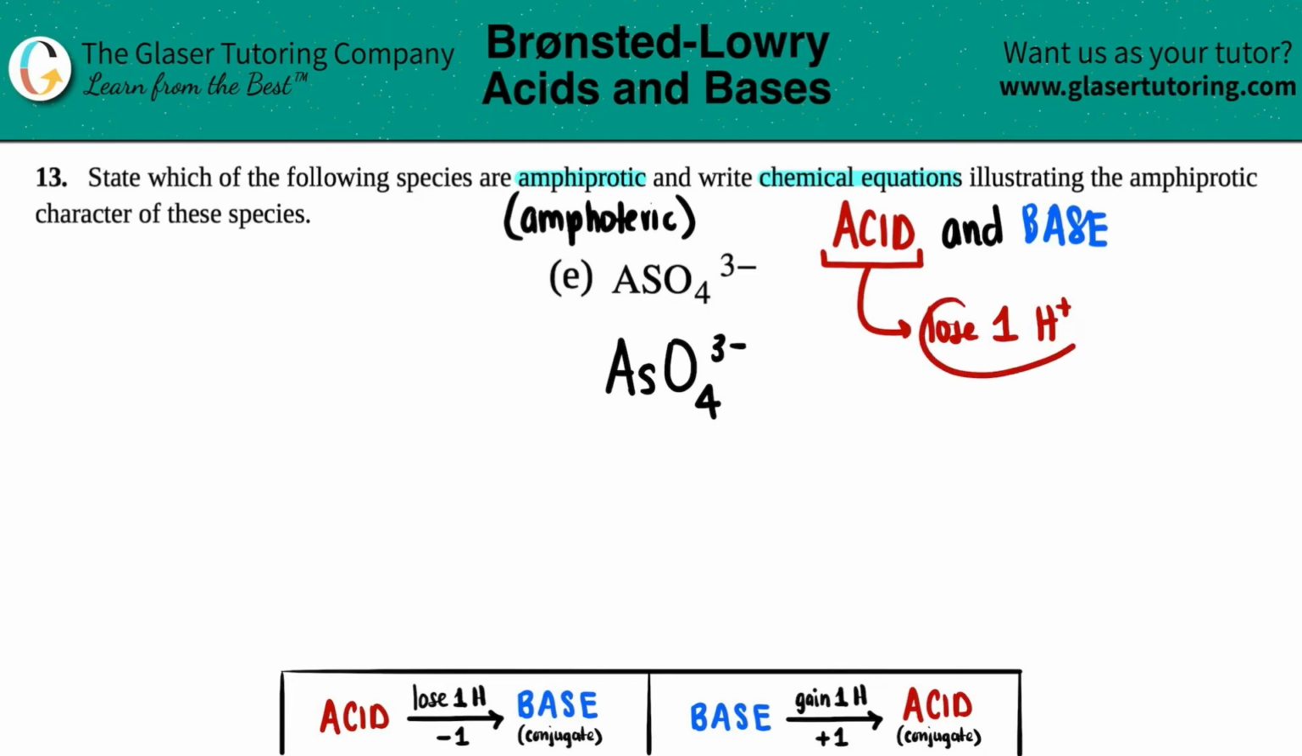But if you lose something, that means you have to have it in the first place. And the element here is hydrogen. But I'm looking at AsO4^3- and I don't see any hydrogens. There's no hydrogens in the front. There's no hydrogens in the back. There's no hydrogens at all. So can you lose an element that you don't even have? No, you can't.